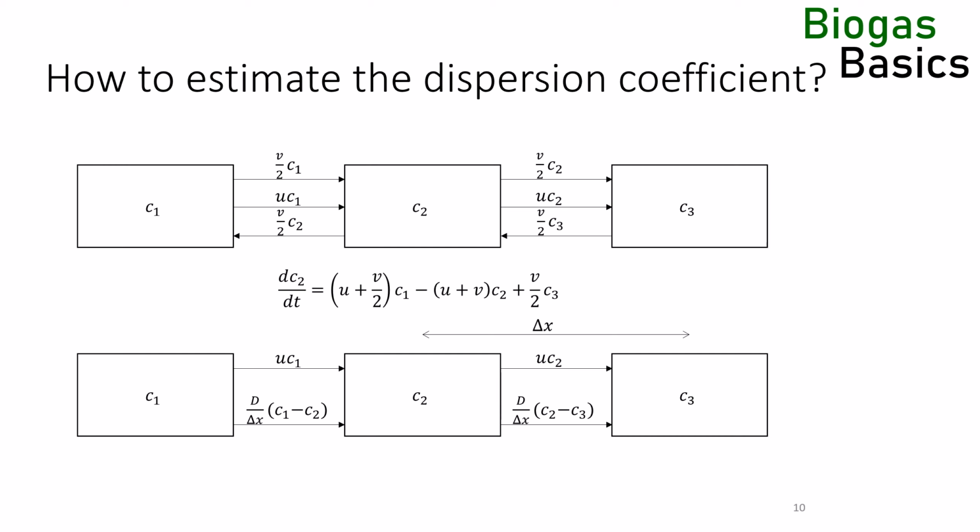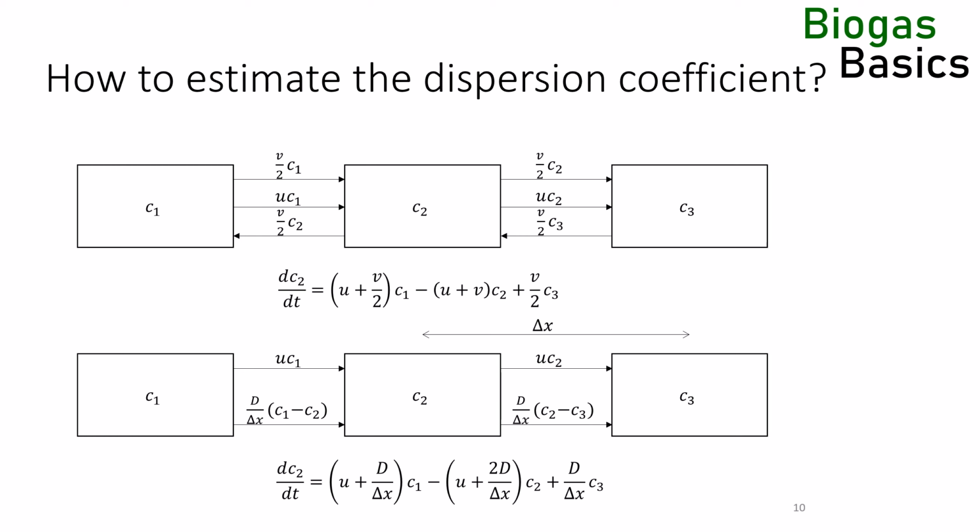The transport term from section 1 to section 2 is D divided by delta x times C1 minus C2. Delta x is the distance between the sections. The dispersive transport from section 2 to section 3 is D divided by delta x times C2 minus C3. The balance for C2 is U plus D by delta x times C1, minus U plus 2 times D over delta x times C2, plus D over delta x times C3.